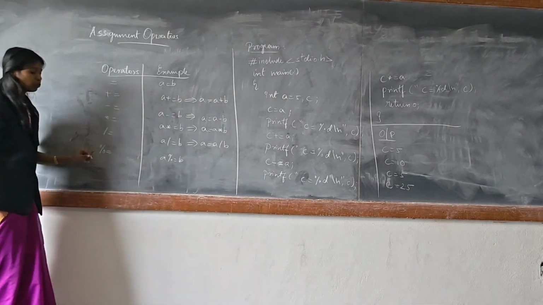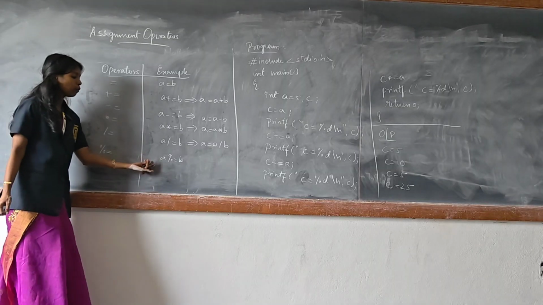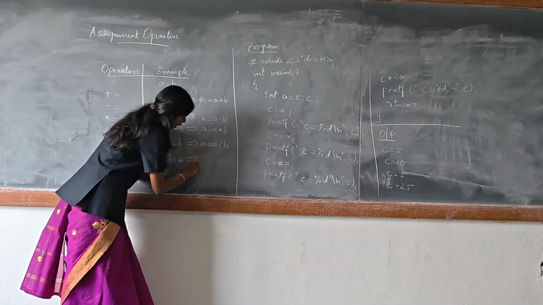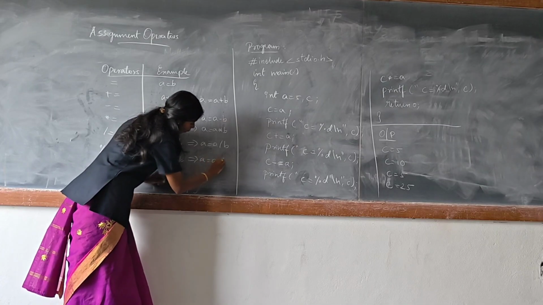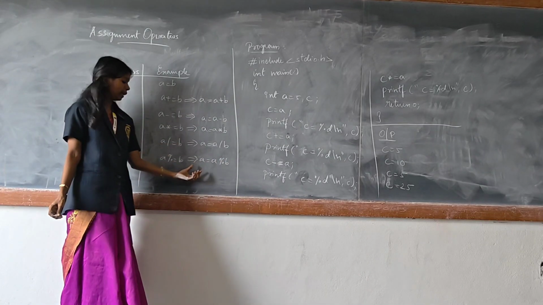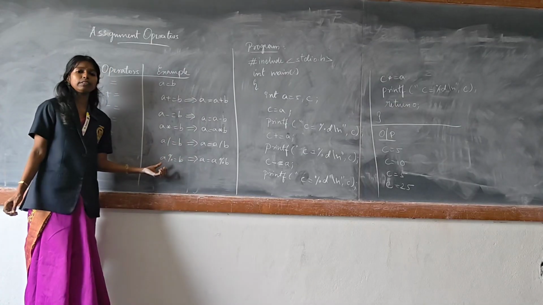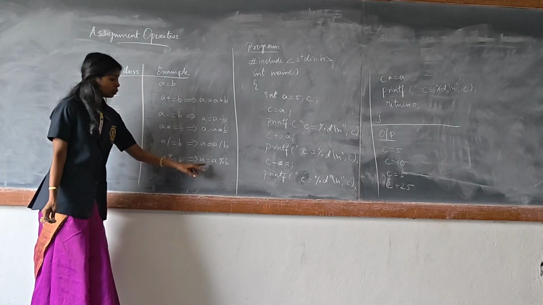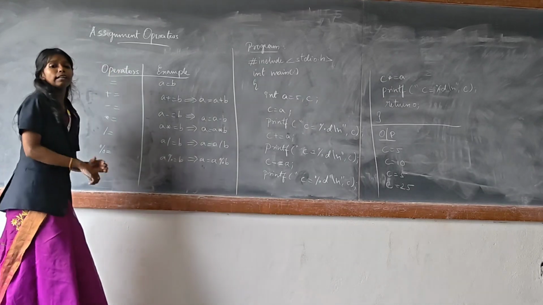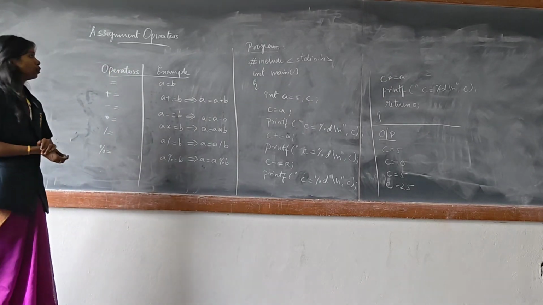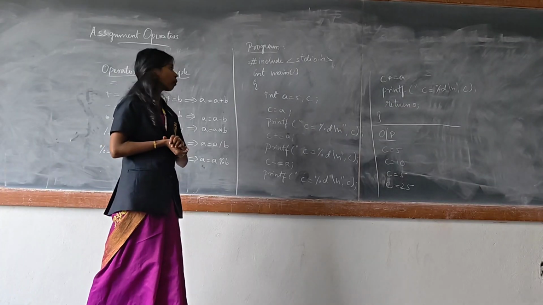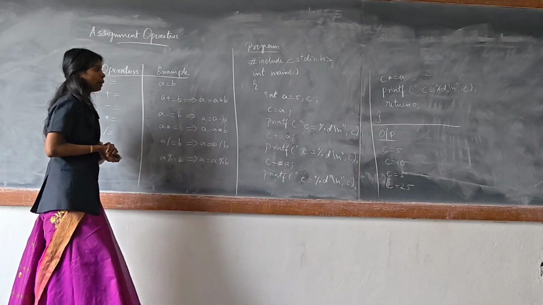Same as modulus equal. A modulus equal B means A equal to A modulus of B. So the left side operand A is taken modulus with right side operand B and the value is stored in A. So these are the assignment operators. Now we can see one small, simple program on assignment operators.